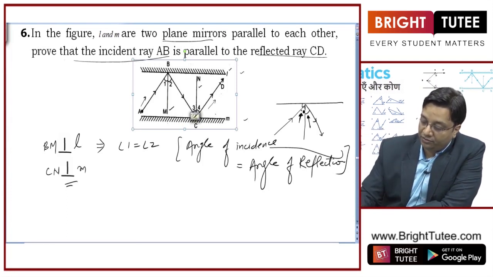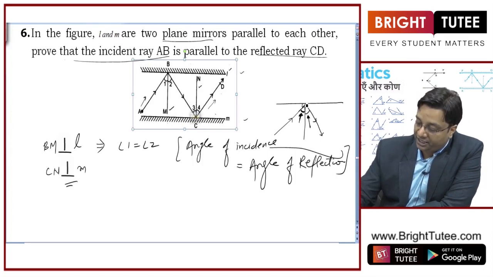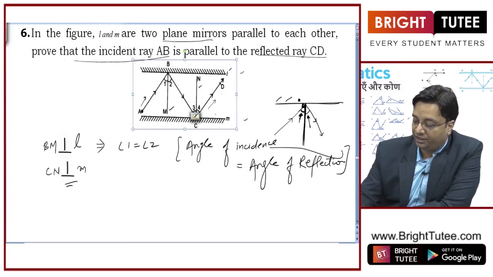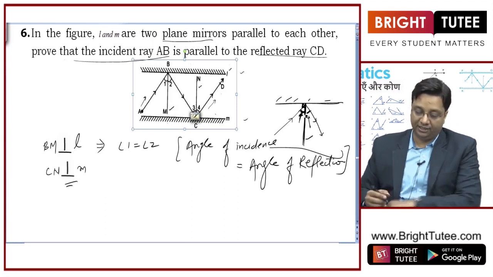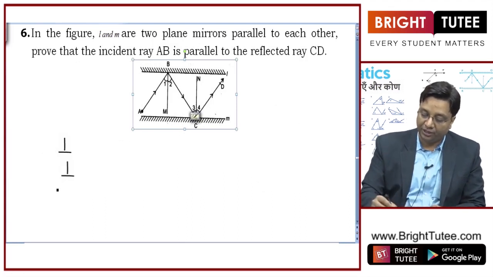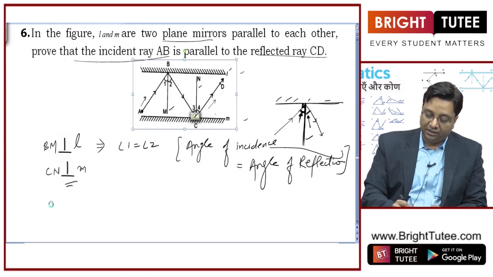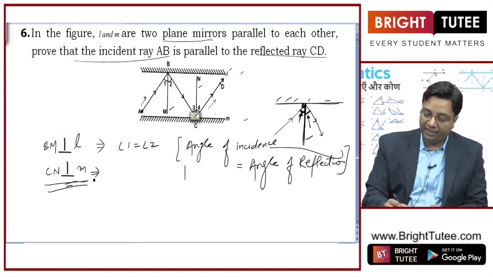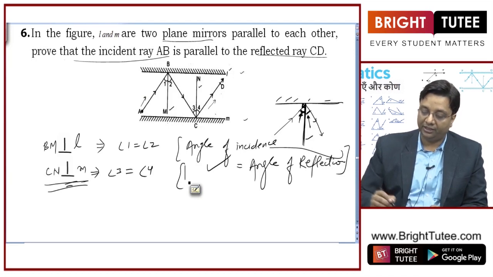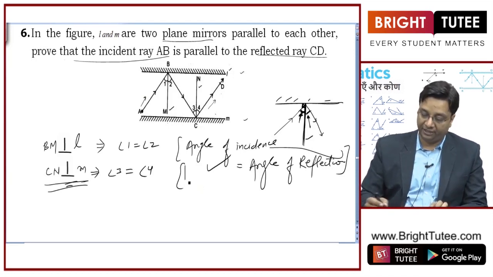And how are these angles made? With the normal. This is known as the normal, or the perpendicular line to the mirror. This is the mirror and this is the perpendicular line. So this is the angle of incidence and this is the angle of reflection, and these are equal. So angle 1 is equal to angle 2. Similarly, I can say angle 3 is equal to angle 4, using the same argument: angle of incidence equal to angle of reflection.